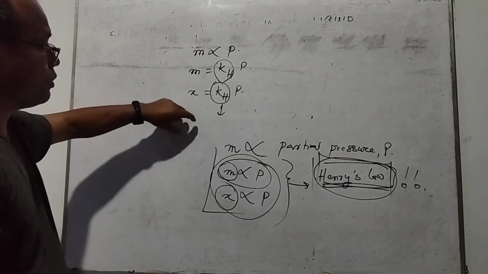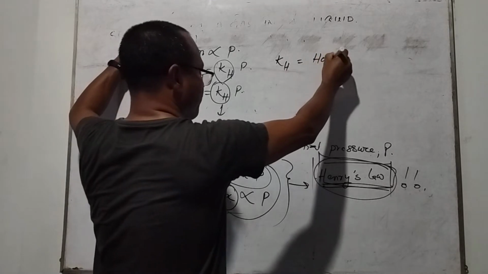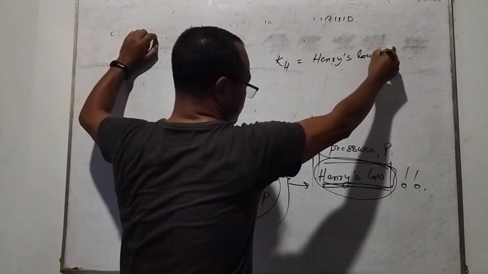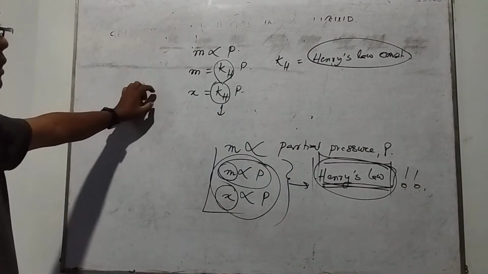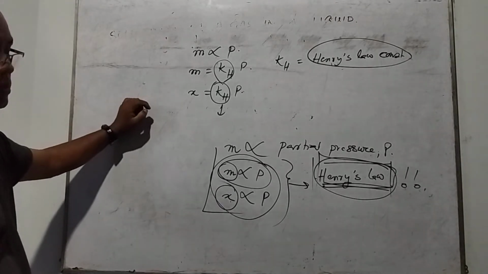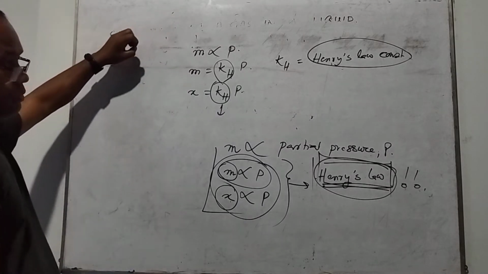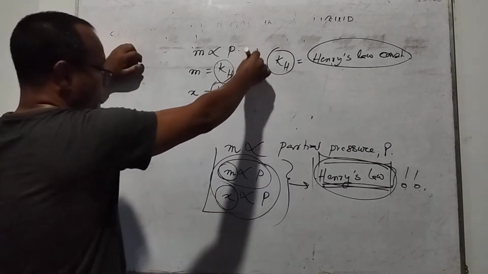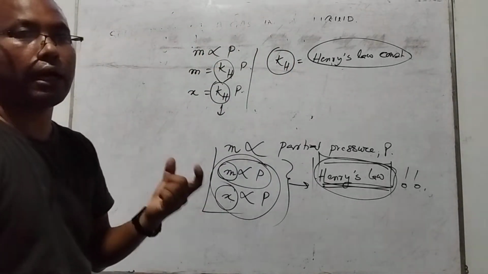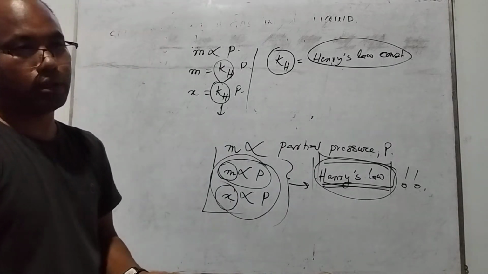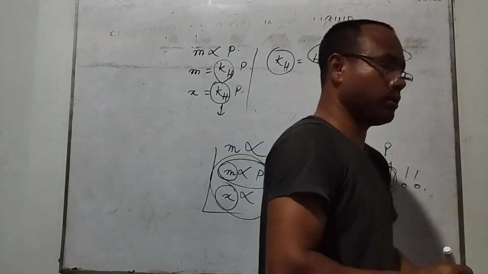Now according to this law, this KH is what we call the Henry's law constant, right? This is the Henry's law constant. So what's the role of this? Look here. The values of the KH, that means the Henry's law constant, are different for different gases. Don't forget, number one.